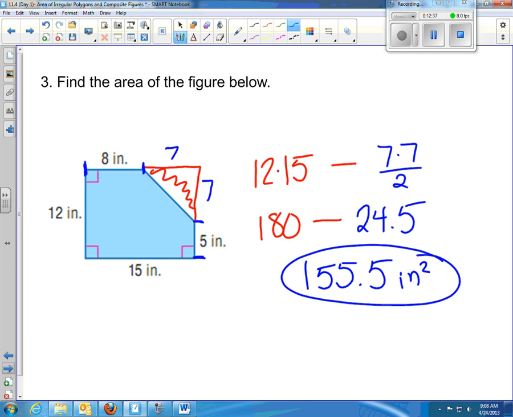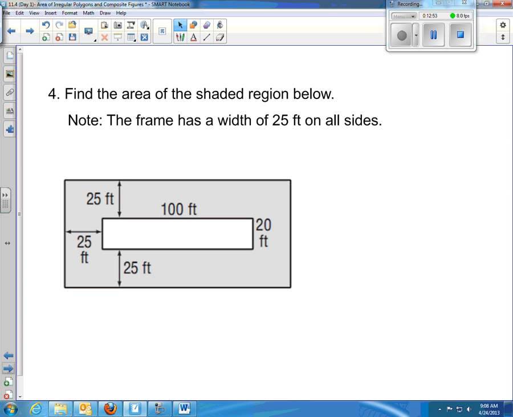Now I got the exact same answer when I did this a previous way, when I broke it into a rectangle and another rectangle and a triangle. So multiple ways, and you're going to end up with the same answer. For the last problem here, it says find the area of the shaded region below. So we're going to do the same type of concept for this one. Find the area of the whole big rectangle, and then find the area of the small one, and subtract them.